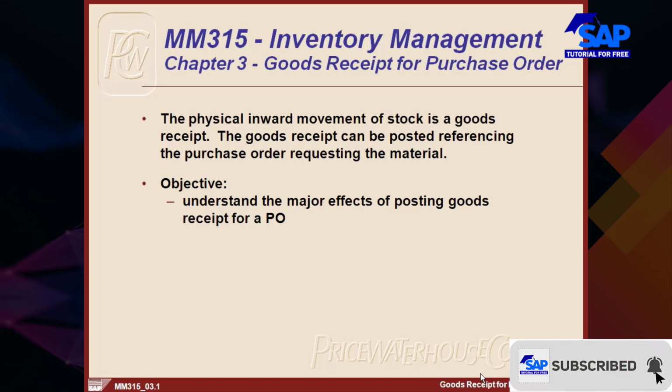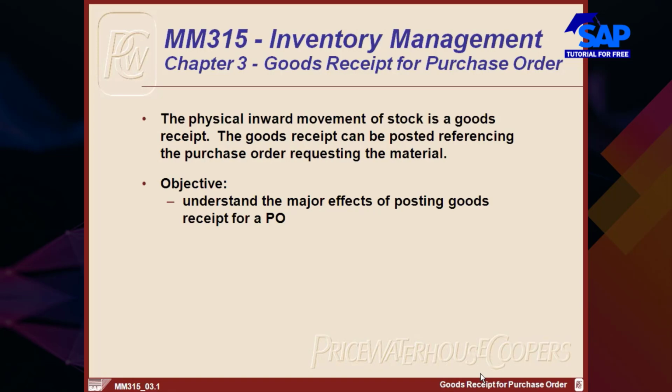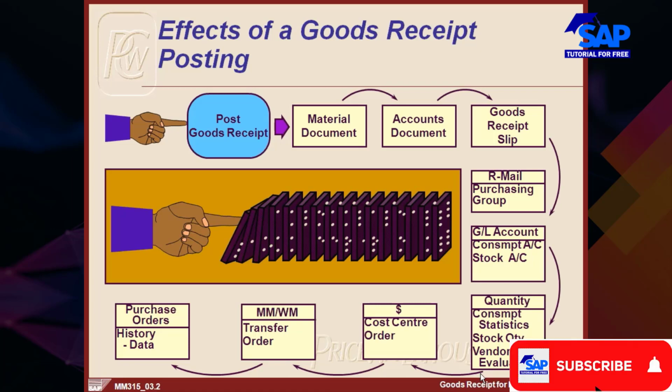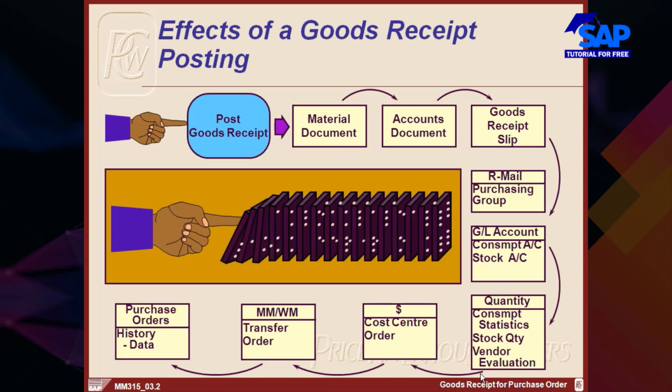And we discussed goods receipt can be posted with reference to PO or with reference to production order. That is called planned receipt. Let's try to understand, if I post a goods receipt, what things will get updated in the system. I'll explain this by using an example. Let me post a goods receipt.